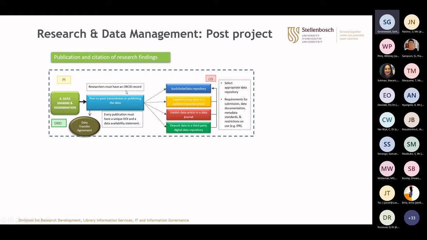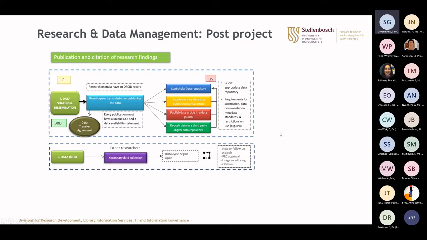Researchers must remember that research data that is published can also be cited, so they need to have an ORCID record for that. And the research data can be published in the SunScholar Data repository, that is the university data repository. It can be supplementary data to a published journal article. It can be published in a data journal, or it can be deposited in a third-party digital data repository. And all of these options can also be linked with the SunScholar repository that the Library Information Services manage, and they will train and assist the researchers on how to do that.